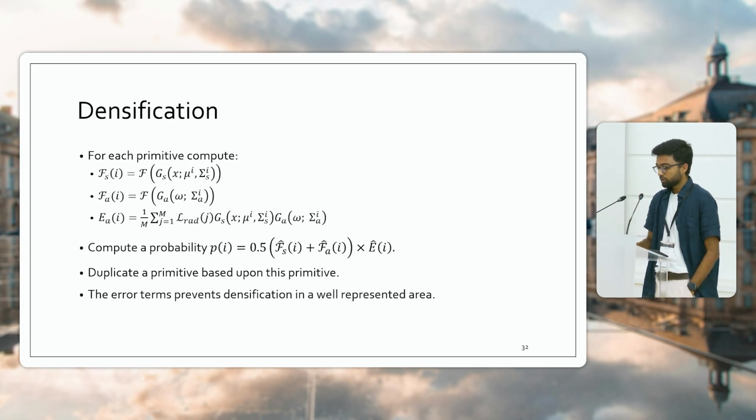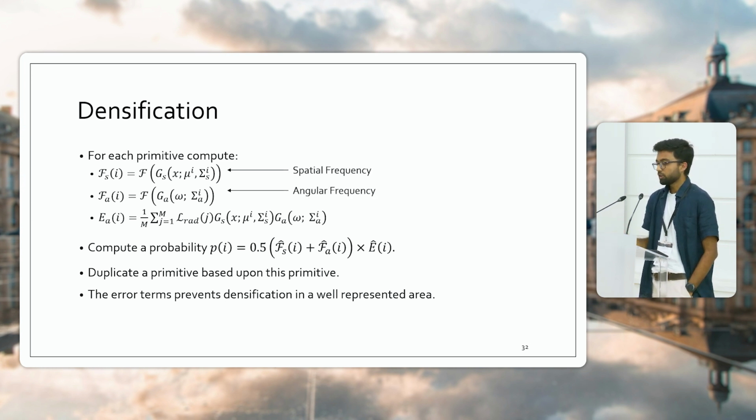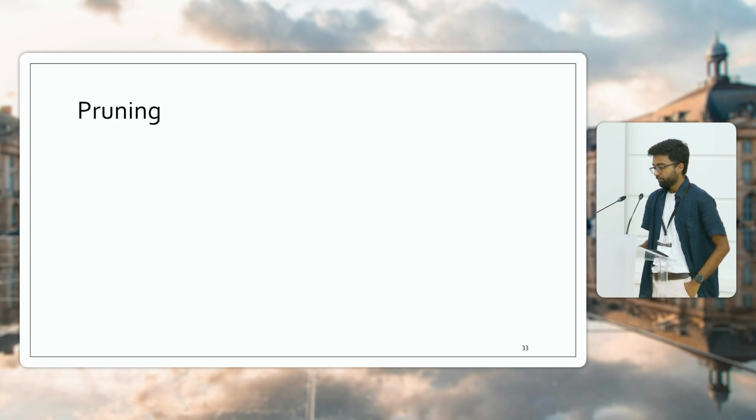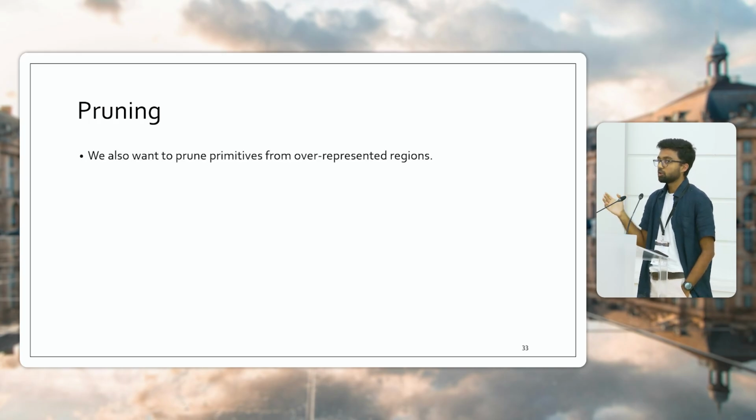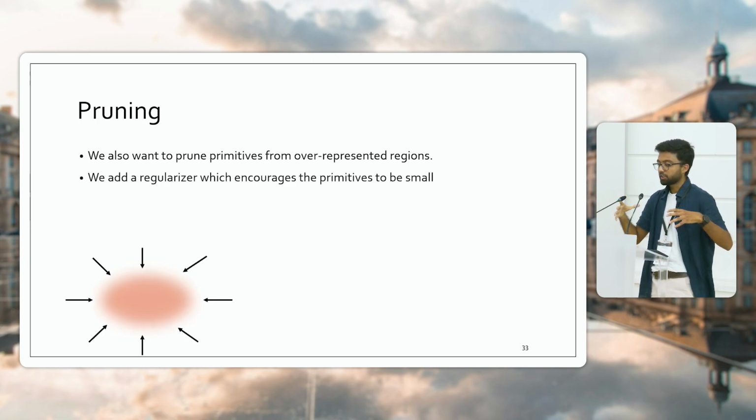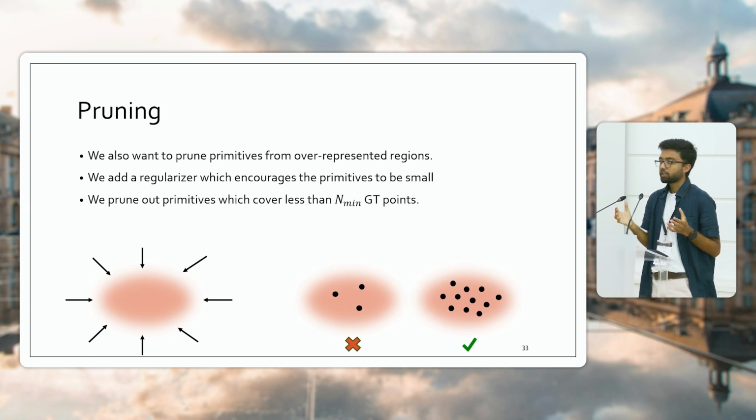To do this, we compute for each primitive its spatial frequency and its angular frequency. We also compute its error contribution, which is basically, for each of the points it covers, how much is the error. We use this to build a probability, and we sample this probability to add new Gaussians. And for the pruning, we want to remove primitives from overrepresented regions. So we add a regularizer, which tries to make the Gaussians smaller. And then we have a simple threshold-based pruning strategy, where if a Gaussian is not covering enough points, you just remove it.